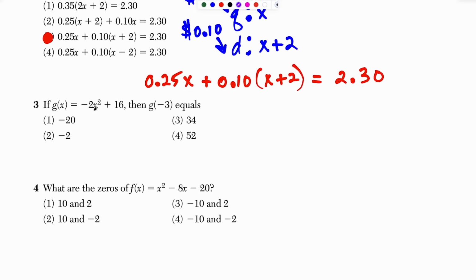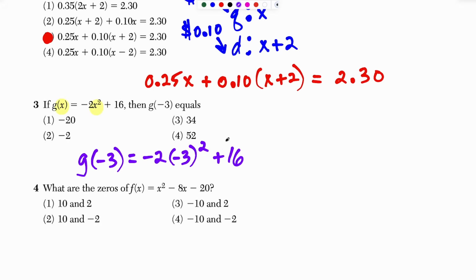Question 3, if g of x equals negative 2x squared plus 16, then g of negative 3 equals... And for this one, I'll do this without a calculator first, and then we'll see how to use the calculator. So g of negative 3, what I do is I just put parentheses in place of all the x's to the right of the equal sign. So we have negative 2 times blank squared plus 16. And for x, we're plugging in negative 3. So we're going to go negative 3 in this location here.